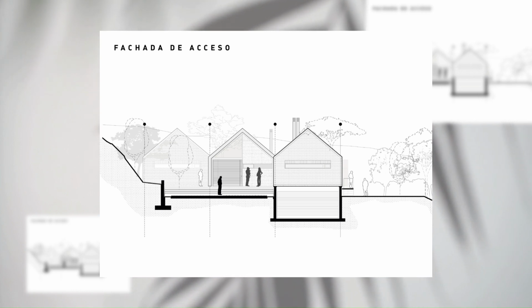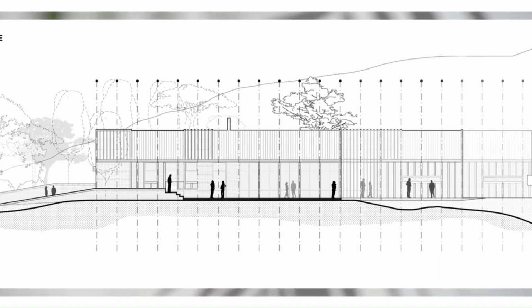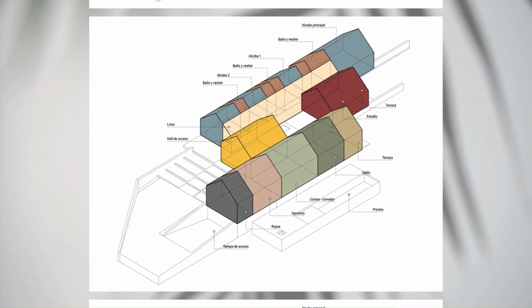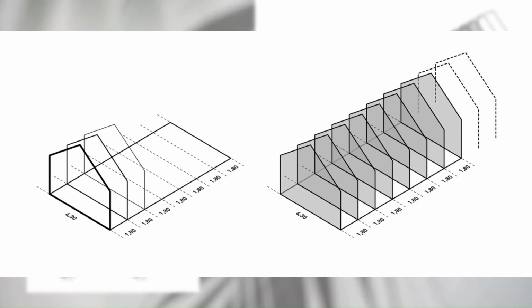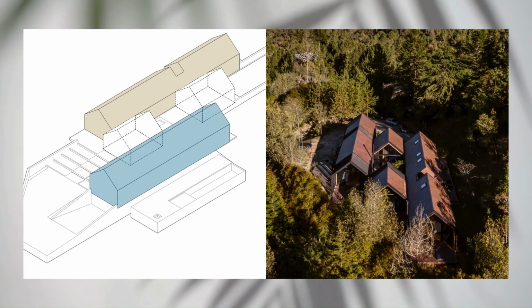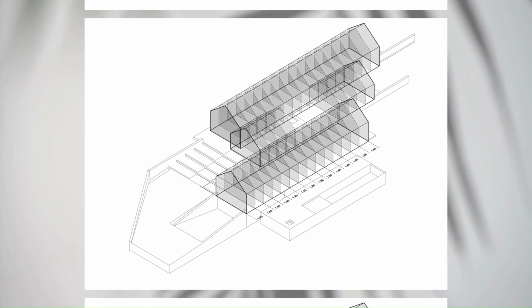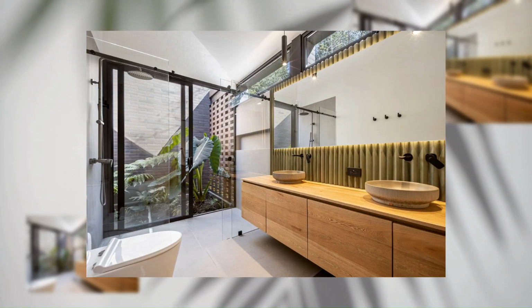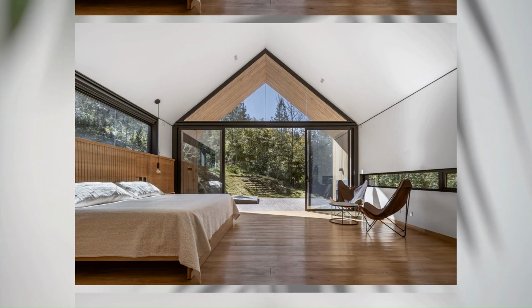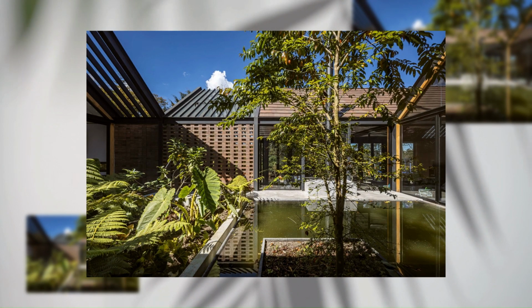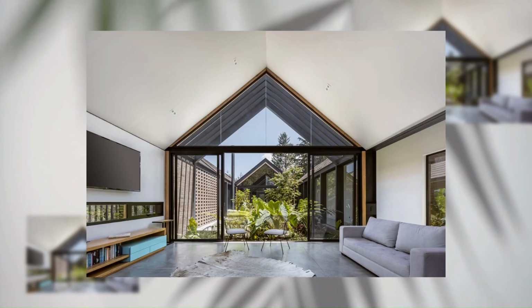From a material standpoint, the project is rigorous and based on the modulation of the brick piece 10 by 15 by 30, to establish a single spatial module of 1.8 m in length and 6 m in the short direction. In this way, the use of all construction elements is rationalized, optimizing resources and avoiding waste in the work.